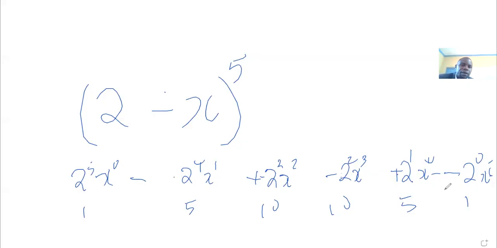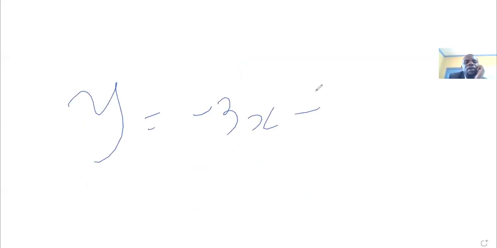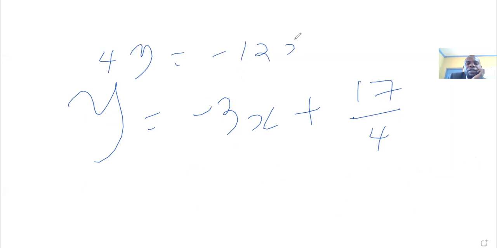If you have an equation of a straight line, y is equal to mx plus c, and maybe the constant is 17 over 4, for example. Should it be a mixed number? So I've ended up with y is equal to maybe negative 3x plus 17 over 4. Maybe 4y is equal to negative 12x plus 17. So I'm asked to leave my answer in terms of y is equal to mx plus c.